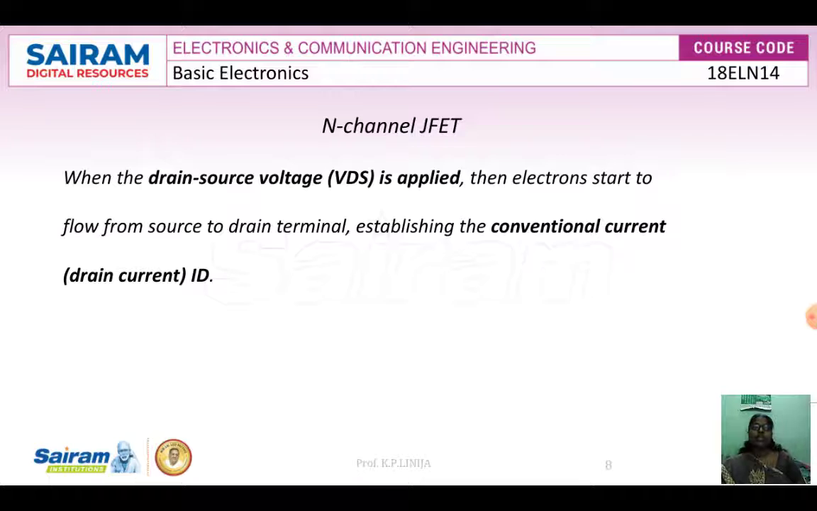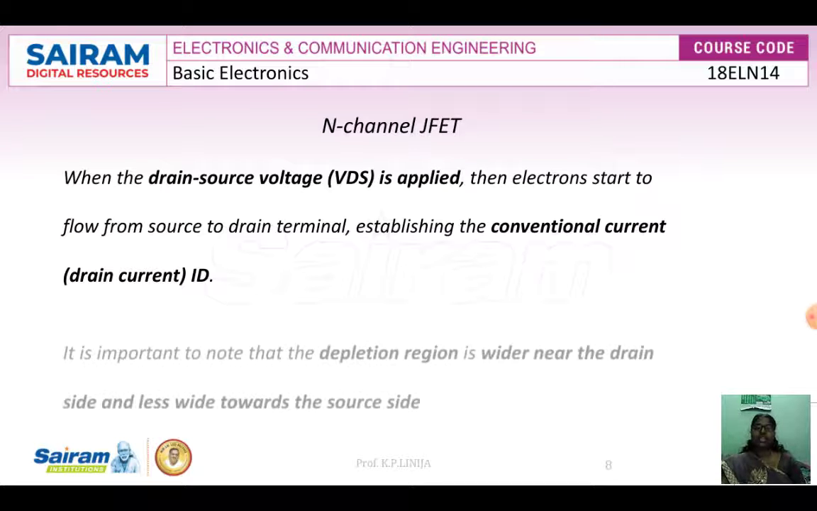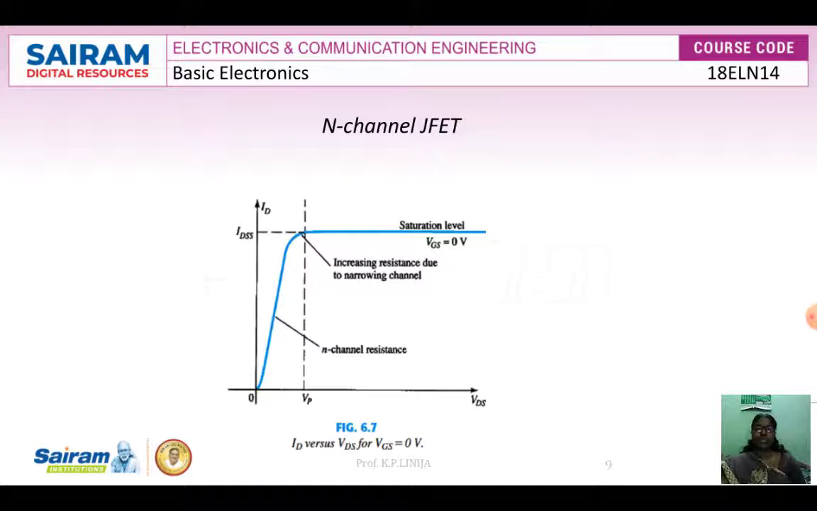Now, as VDS keeps increasing from 0 to 1 volt, 2 volt or 5 volt, the current ID will also increase in a linear way. We can see it in the graphical representation. See here, when VDS keeps on increasing, the current ID is also increasing linearly. So based on this, we have drawn this curve.